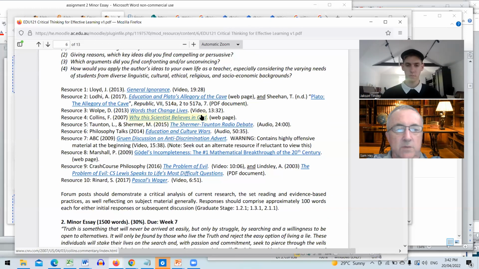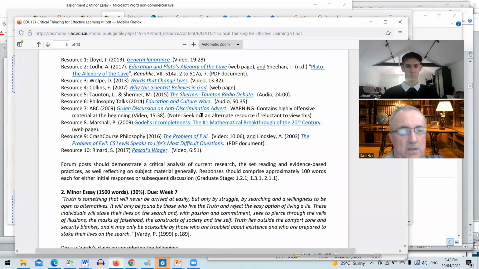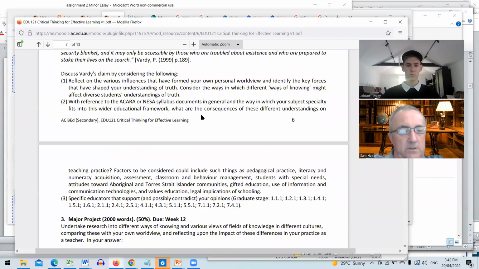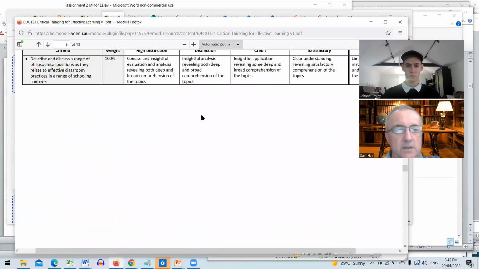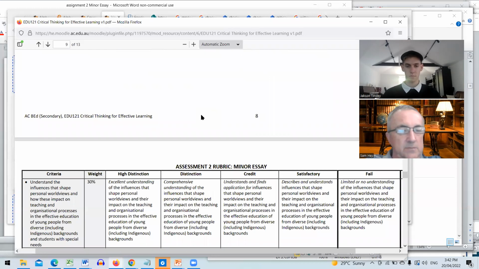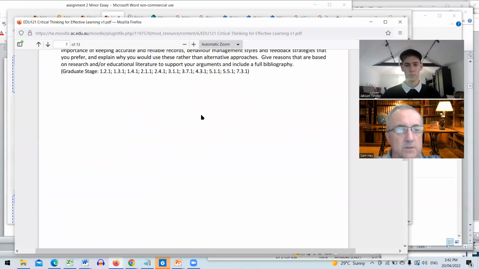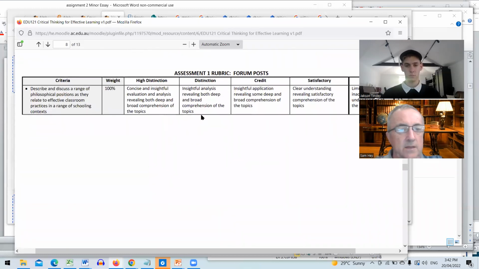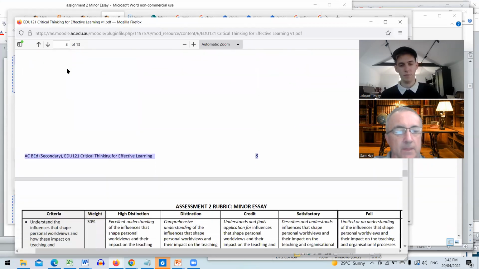There's resources that we cover, and so you could look at some of those resources, particularly if they focused on the area you're looking at. But you've got to be careful of going down too many rabbit warrens there. You could also look at the assessment rubric, and that can be helpful, but you don't want to get bogged down there. So we're looking at philosophy positions on ways of knowing.